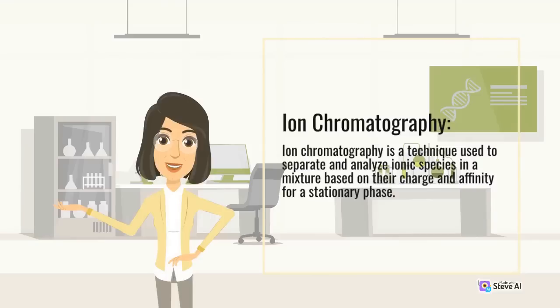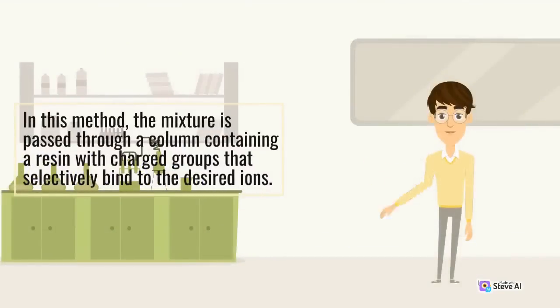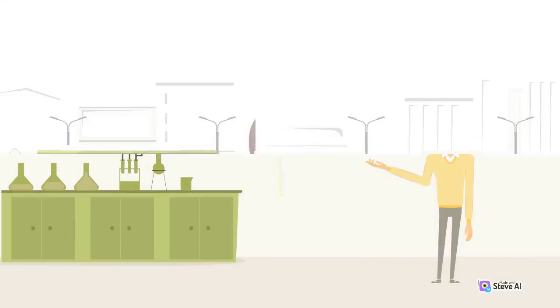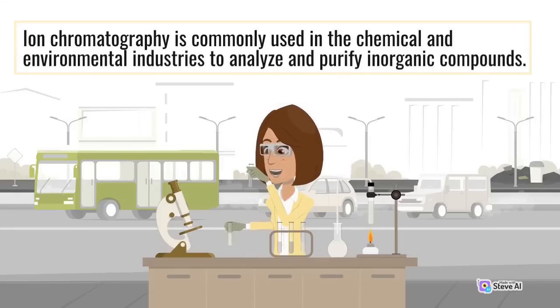Ion chromatography. Ion chromatography is a technique used to separate and analyze ionic species in a mixture based on their charge and affinity for a stationary phase. In this method, the mixture is passed through a column containing a resin with charged groups that selectively bind to the desired ions. Ion chromatography is commonly used in the chemical and environmental industries to analyze and purify inorganic compounds.